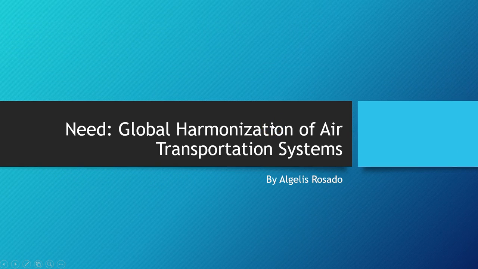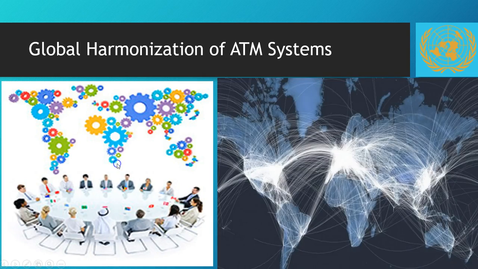All right. Next, we'll go over the need for global harmonization of air transportation systems. Global harmonization and interoperability between air traffic management systems is a worldwide and collaborative process that was recommended by the United Nations Technical Agency for Aviation, the International Civil Aviation Organization, in the year 2003.